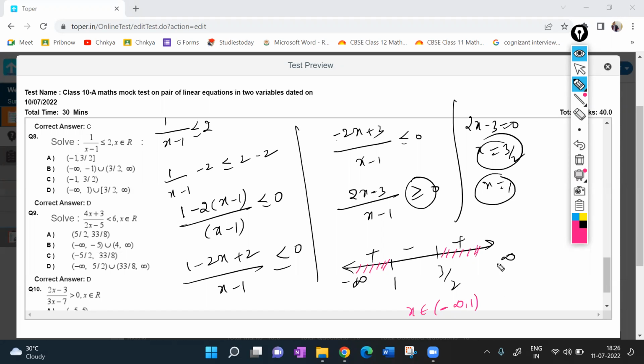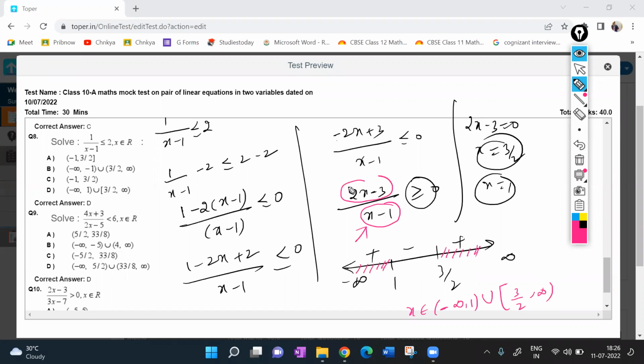Can I include 1 or not? Tell me. I cannot include 1, beta. You should not write a close bracket here. That is wrong. Why? Because if I include 1 in the expression, the denominator part becomes 0. If the denominator becomes 0, the function would be undefined, right? That is why I cannot include 1, but I can include 3 by 2.